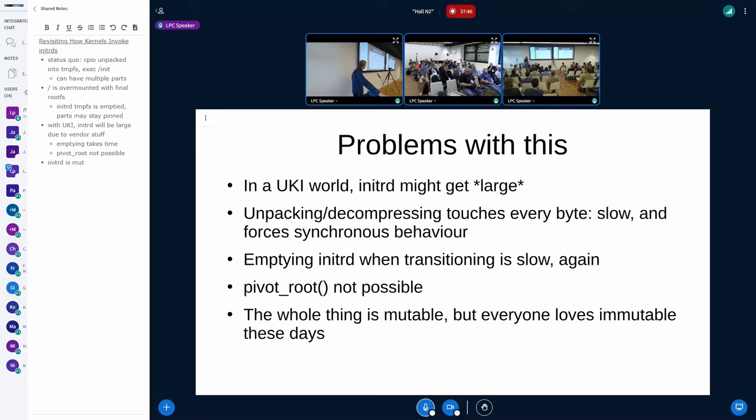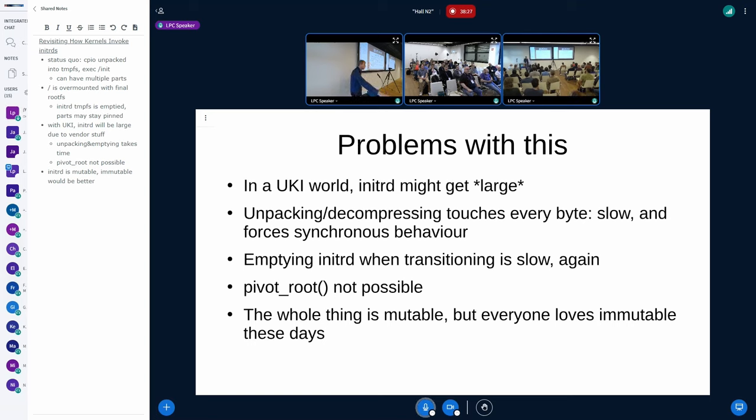It also means that pivot root is not possible, because in Linux you have a tree of mounts, and because this initrd tempfs is the first mount that is established, it's the root of everything, and that makes it impossible to unmount. Because it's impossible to unmount, you can't actually use pivot root to get rid of it. Pivot root is supposed to change the root from the current view, but that doesn't work for the original one. That's why we actually have to empty it, right? Because if we could pivot root it, then we wouldn't have to empty it, because it would just be a tempfs, and if it went away, nobody cares, right?